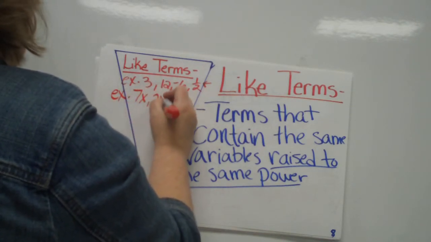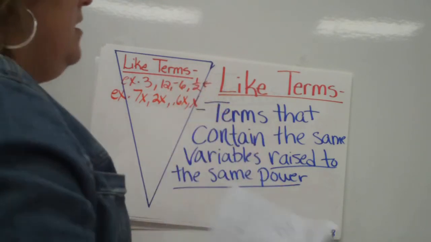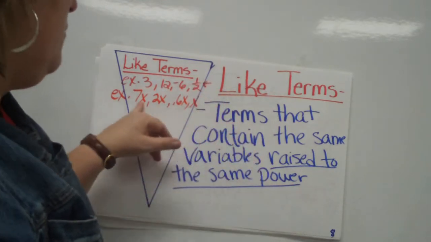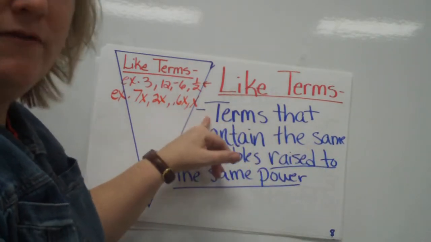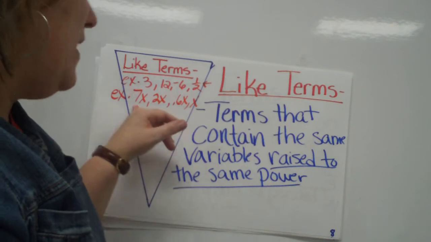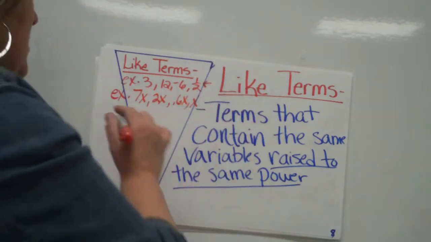7x, 2x, 0.6x, and x. All of those are terms. We know they're terms that contain the same variable. They all have x as their variable, and they're raised to the same power. They're all x to the first power. Okay, let's look at another one.